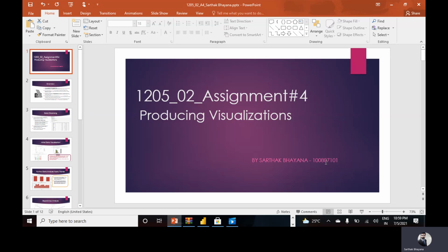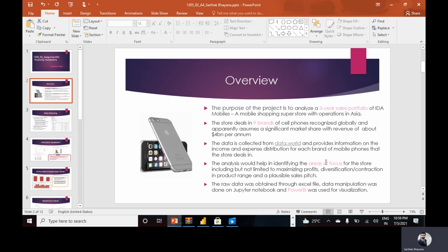The agenda of this assignment is to draw a visualization-driven analytics over a case study. To start with, I took a case study of a 3-year sales portfolio of Idea Mobiles. Idea Mobiles is a mobile shopping superstore with its operations in Asia. Ideally, the company has a revenue of around $4 billion per annum and deals in 9 brands of flagship phones.